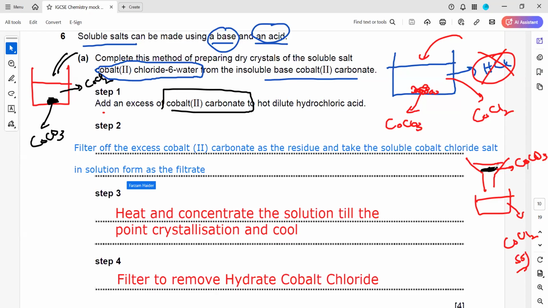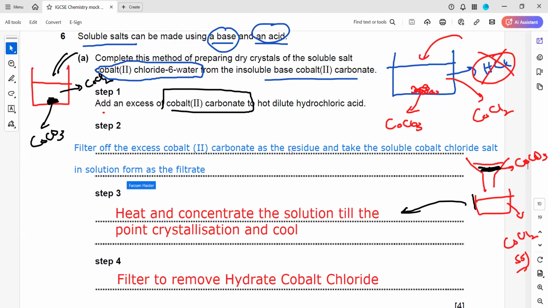When we carry out a filtration, the cobalt carbonate which does not react will be left on the filter paper and the cobalt chloride will be there as a filtrate. Then we use this filtrate and heat to concentrate it till the point of crystallization and cool until the crystals start to appear. And then we filter to remove the crystals of our cobalt chloride and we can dry with a tissue paper. So these are the points you have to mention about this.